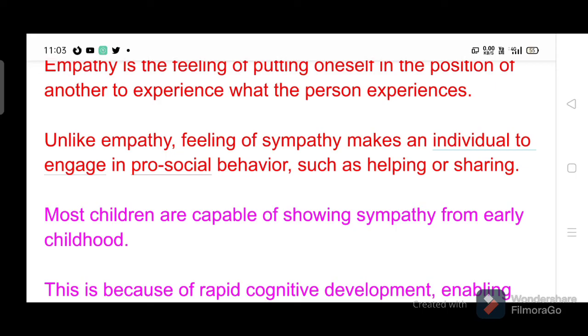Unlike sympathy, the feeling of empathy makes an individual engage in pro-social behavior such as helping and sharing. So when a child experiences empathy, that means when he himself feels the pain when others are in distress or when they are hurt, then it makes the child more pro-social. Empathy makes the child develop qualities like helping others, sharing his things with others, showing good sympathetic emotion towards others. This is the advantage of empathy.